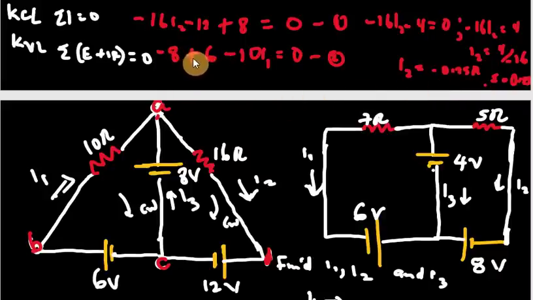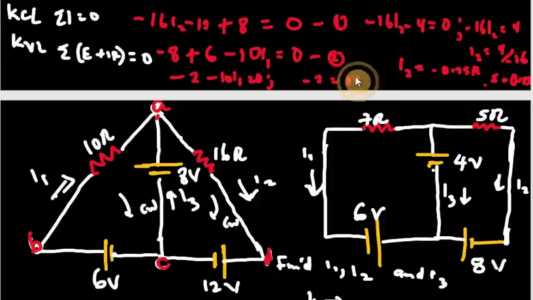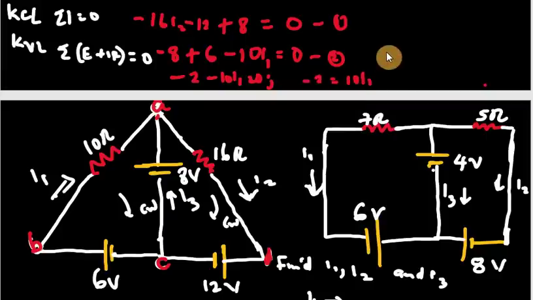Minus 8 plus 6 is minus 2. You have minus 10 I1 equals 0. We are collecting like terms from equation 2. You have minus 2 equals 10I1, because this will cross. So making I1 subject of the formula from here, you have I1 equals minus 2 upon 10, and this is minus 0.2 ampere.